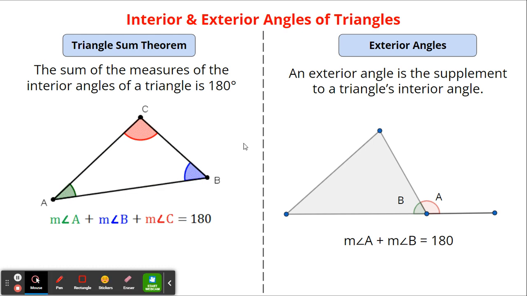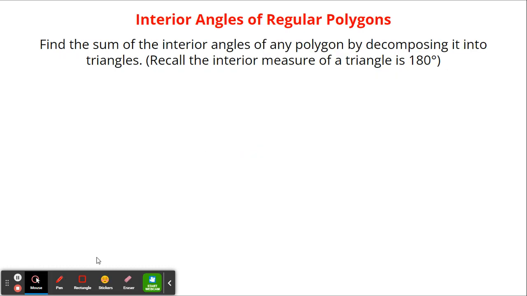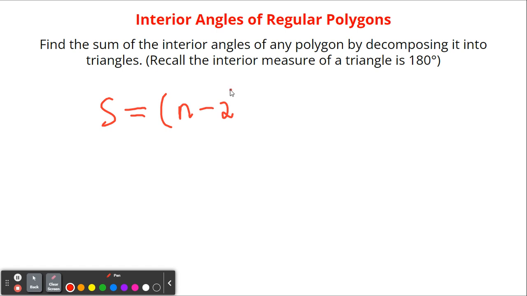And then finally, we are going to recall the sum of interior angles of a regular polygon. Remember, we applied this before by finding out how many triangles we have in a polygon. Therefore, we also derived that to find the sum of the interior angles of our polygon, we only use the formula n minus 2 times 180.